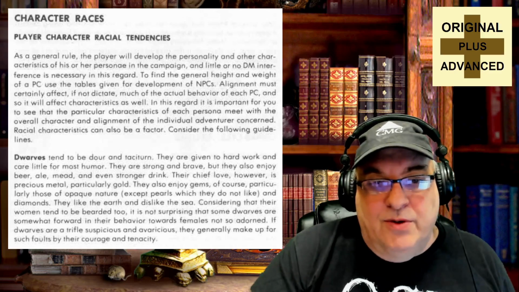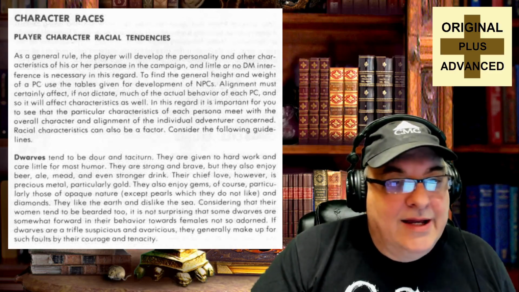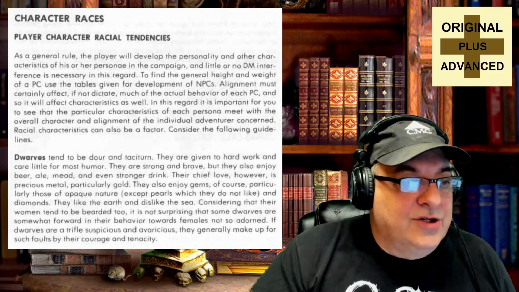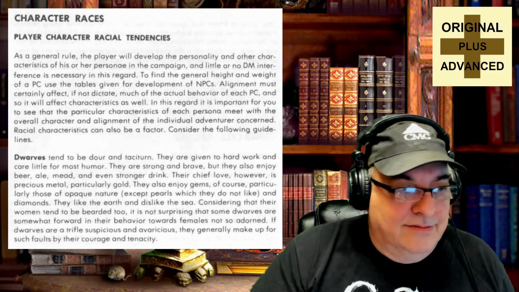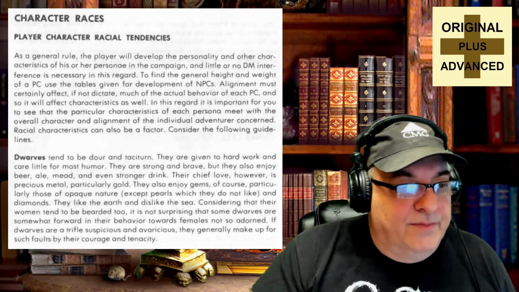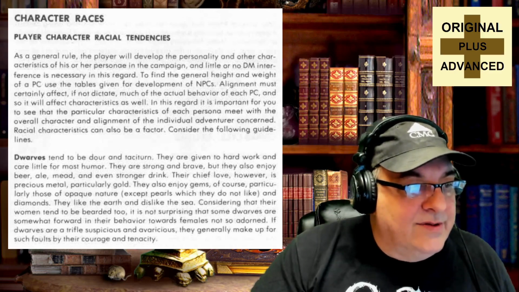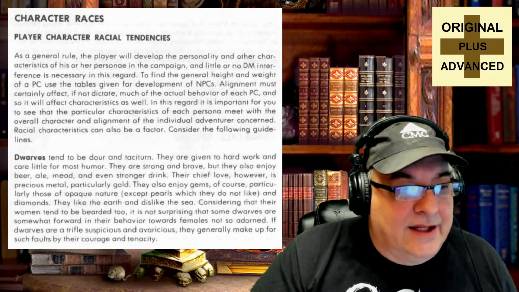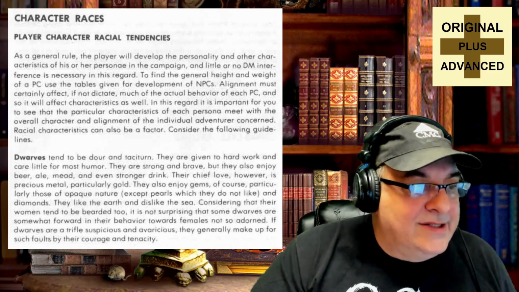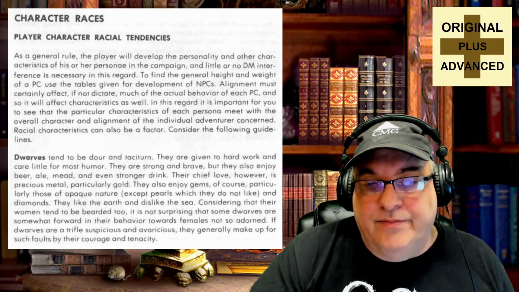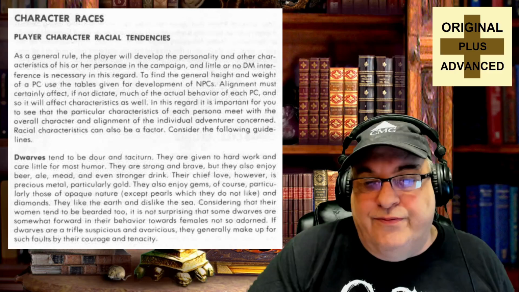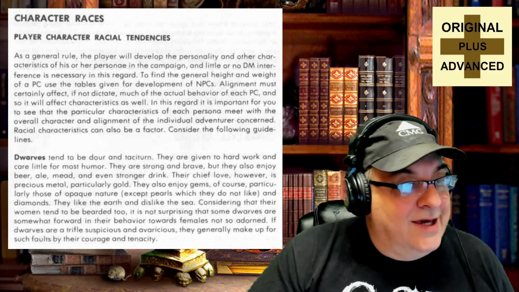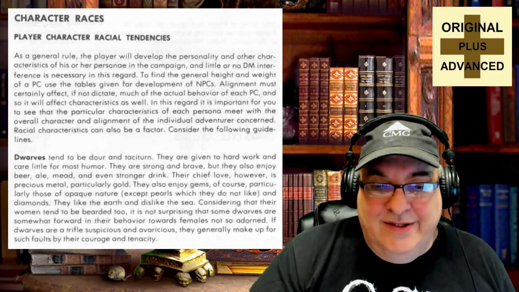But for the most part, I think it's important to recognize that right out of the gate, Gary says, as a general rule, the player will develop the personality and other characteristics of his or her persona in the campaign, and little or no DM interference is necessary in this regard. And you know what? If you read no further, you really don't run into any problems in this section of the game.